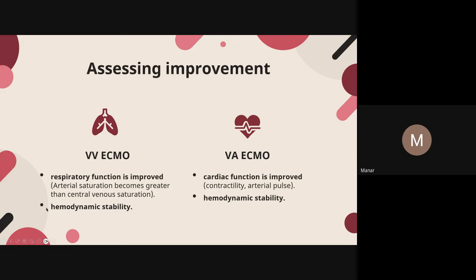We also have to know that the patient is hemodynamically stable. And of course, the underlying cause is treated. And then, as for the VA ECMO, since it's a cardiopulmonary support machine, we're going to have to make sure that the cardiac function is improved, so contractility and arterial pulse is improved. And we also have to make sure that the patient is hemodynamically stable.